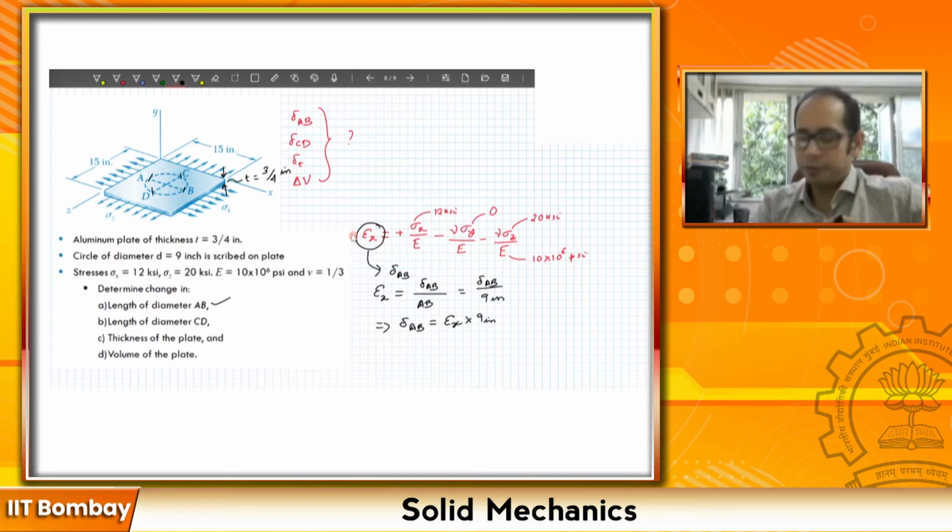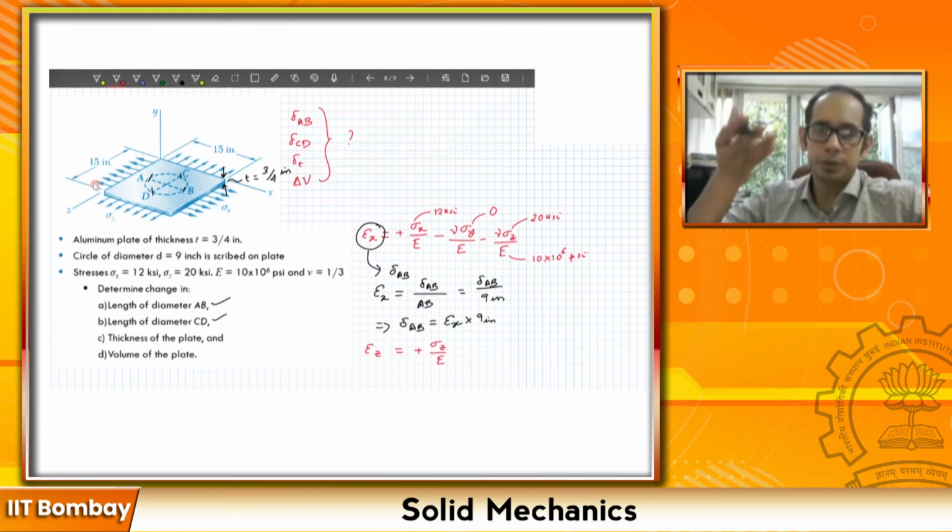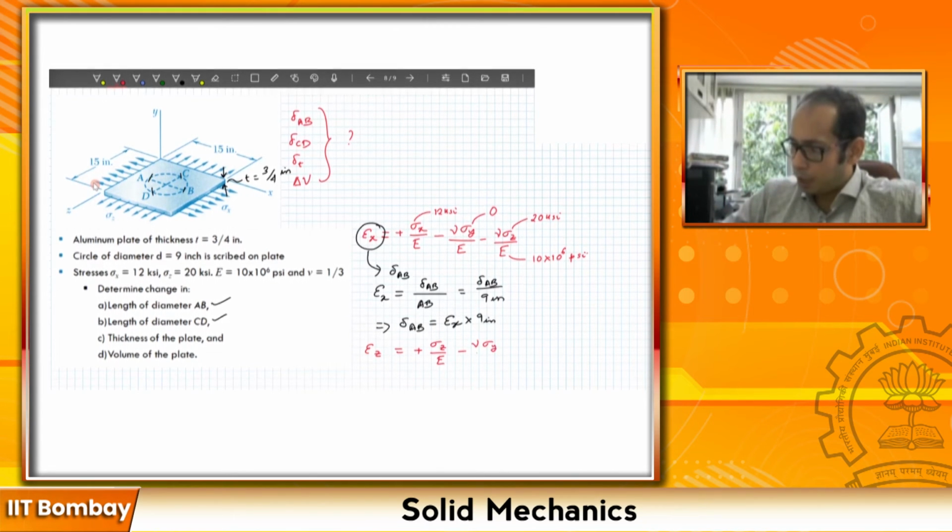In a very similar fashion, you can calculate the change in length CD. Remember, CD is along the z axis over here, right? It goes along this particular z axis. So that is going to be my epsilon z. So epsilon z will again be a similar kind of equation, sigma z by E, and is related to the other stresses using the Poisson's ratio, minus nu sigma y by E minus nu sigma x by E, right?